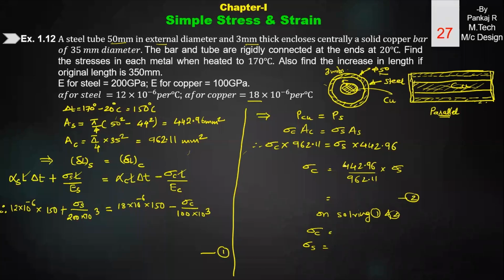Once you know both of them, you have to also find the increase in the length. So increase in length मतलब total delta L कितना आया? So either you solve for this one or this one. मतलब तुम कोई भी एक side का solve करो. The total delta L is nothing but alpha C into L into delta T. अगर मैं copper का use करता हूँ तो plus, sorry copper के लिए minus है, minus sigma C into L upon EC. So substitute all your values of sigma C and here and get the answer in mm.